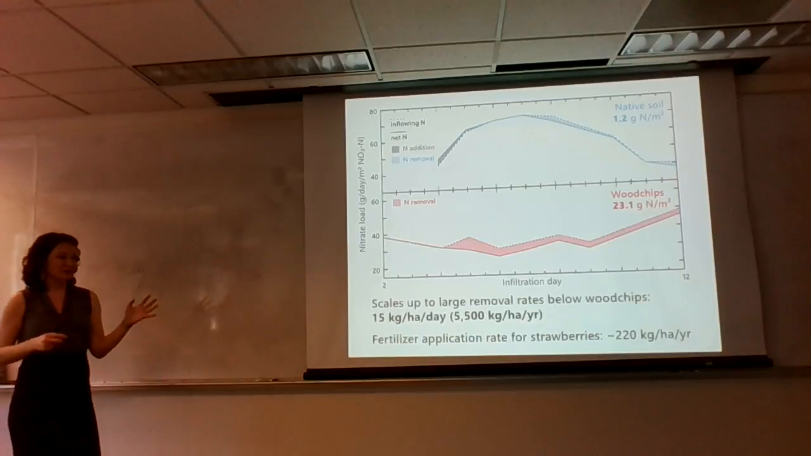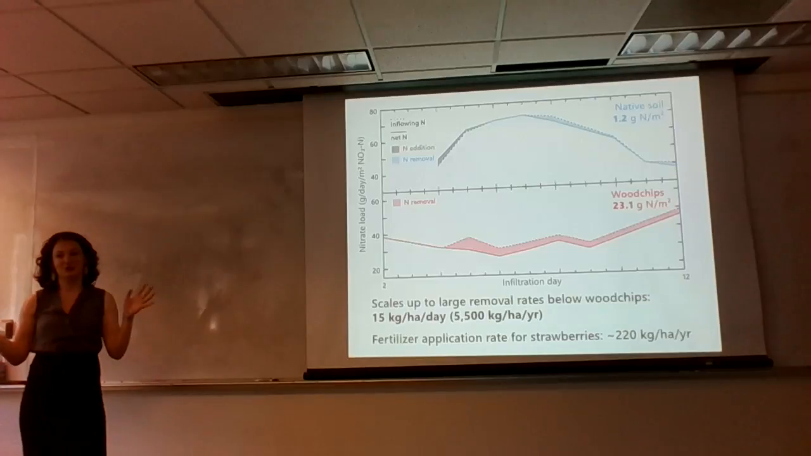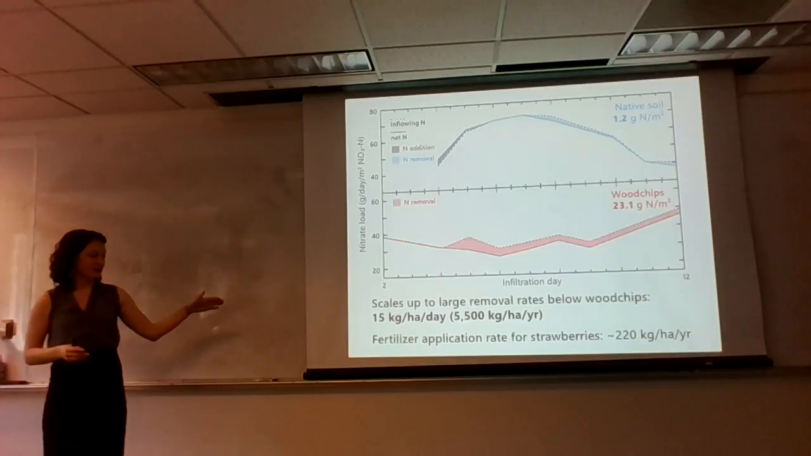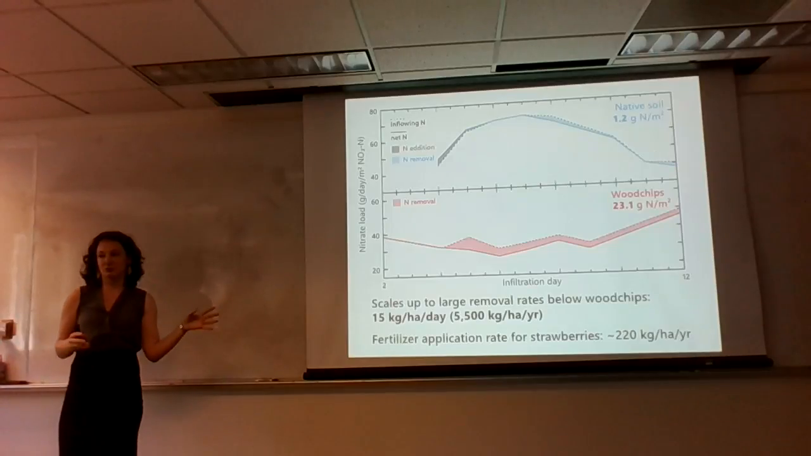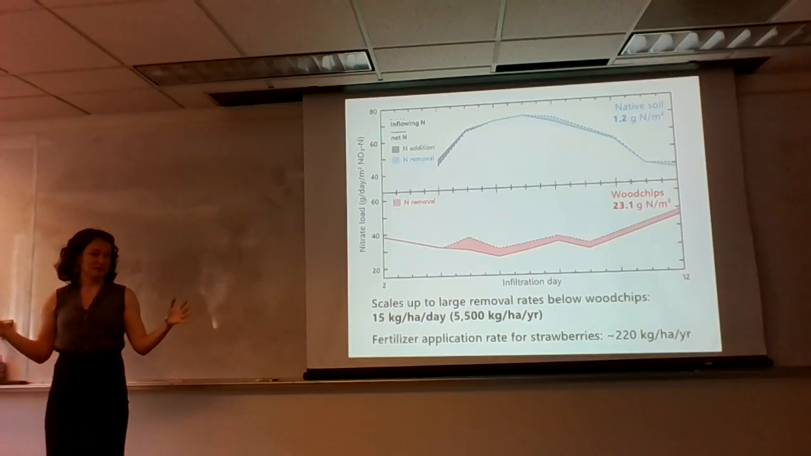And although 20 grams might not seem like a huge amount, the removal rates we observe actually scale up to a sizable amount. This works out to about 15 kilograms of nitrogen removed per hectare of infiltration per day, which is 5,500 kilograms per year.